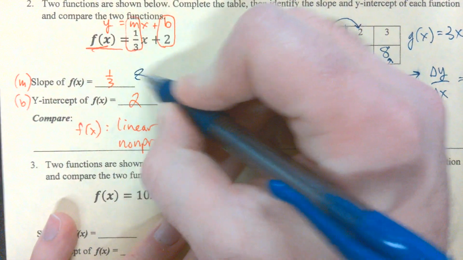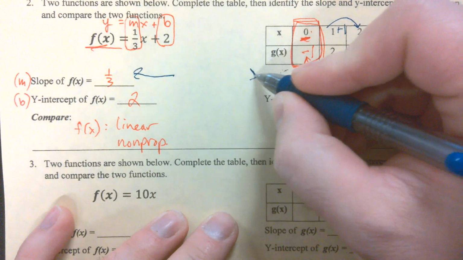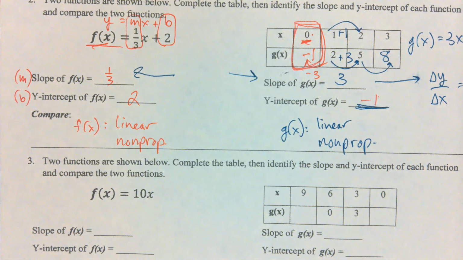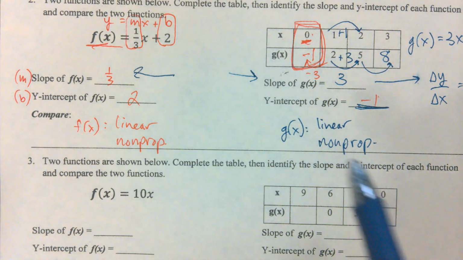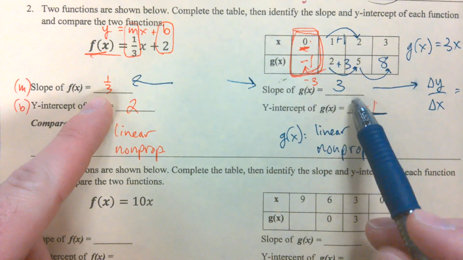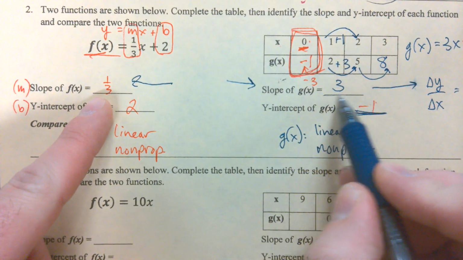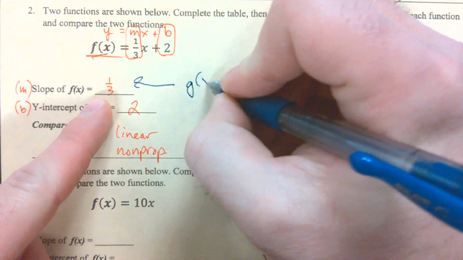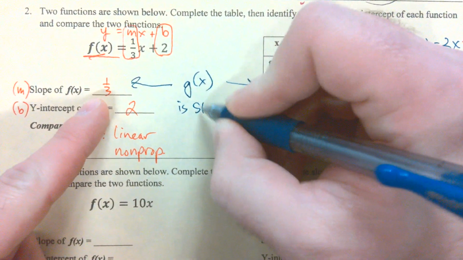The f of x slope is 1/3. The g of x slope is 3. And we ask ourselves, which of those numbers is bigger? Would you rather have $3 or 1/3 of a dollar? $3. So if 3 is my bigger slope, that means that the function g of x is steeper.